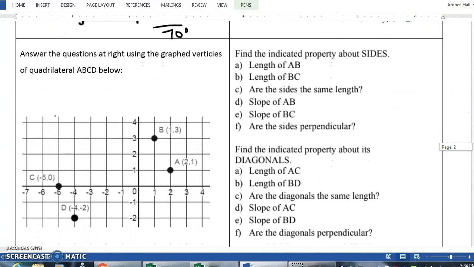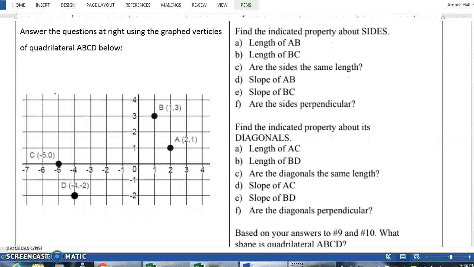Alright, so we're on to the last part. We're going to answer the questions at the right using the graphed vertices in the quadrilateral ABCD below. So first I'm just going to draw my quadrilateral so I can have an image to work with. So we're going to find the indicated property about the sides of this quadrilateral. First, we need to find the length of AB, which is right here.